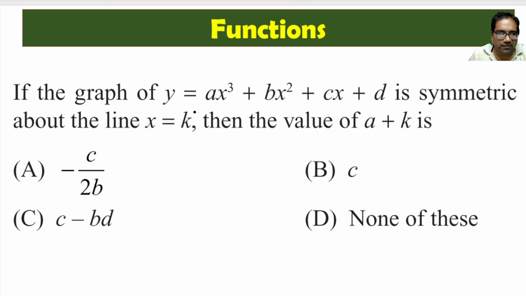Here we are given this function y equal to ax cube plus bx square plus cx plus d, and we are told this is symmetric about the line x equal to k. Then what is the value of a plus k?